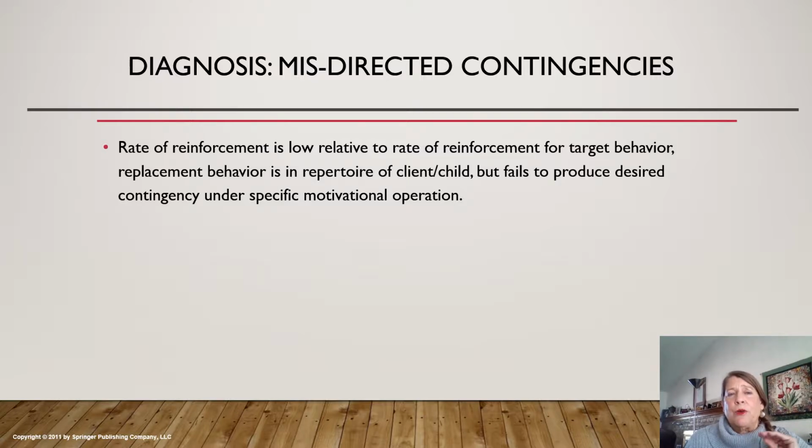And so the rate of reinforcement for the targeted behavior, which is to ask nicely, is not being reinforced at all. But what's being reinforced is this negative acting out behavior. And so, how are you going to reverse that is what is involved with a misdirected contingency.